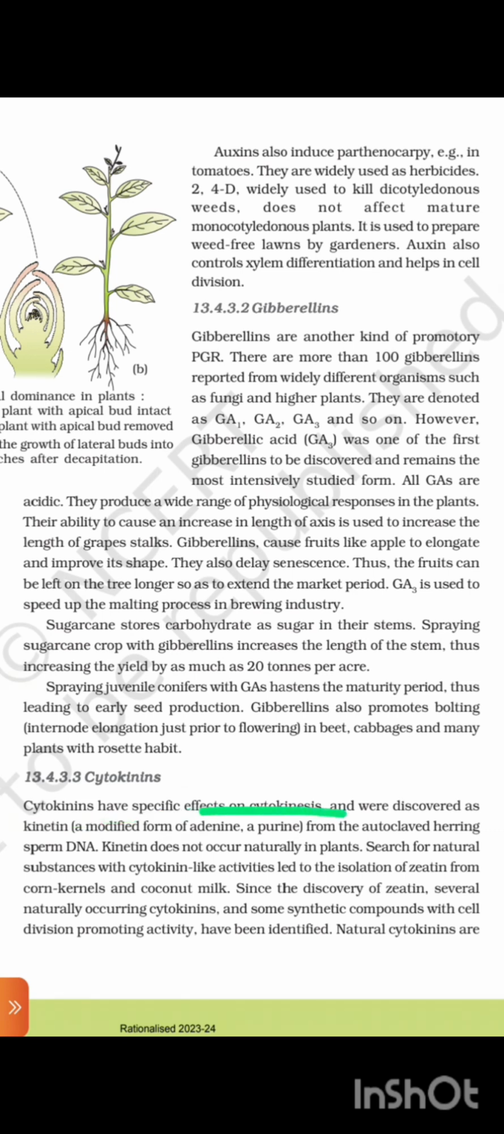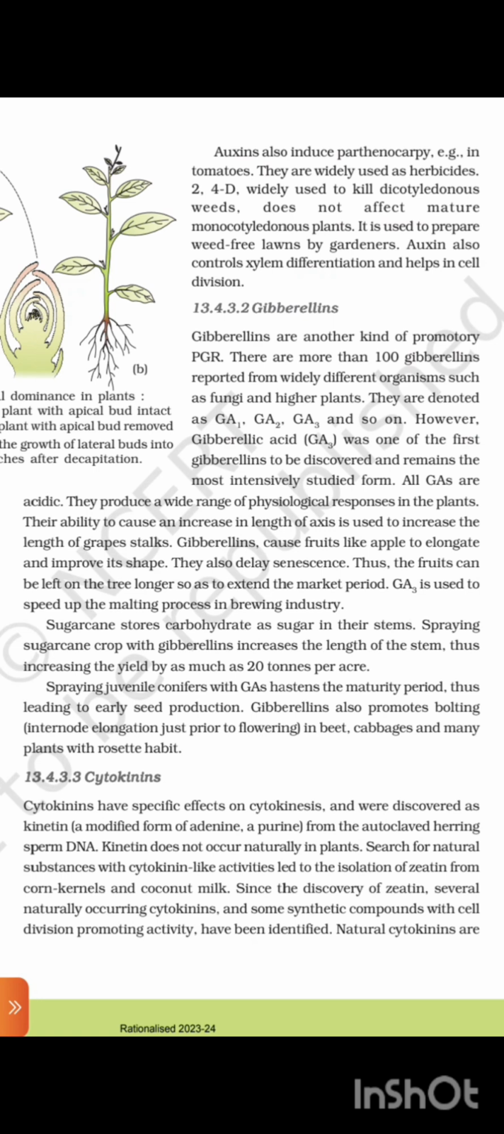13.4.3.3 Cytokinins. Cytokinins have specific effects on cytokinesis and were discovered as kinetin, a modified form of adenine, a purine, from autoclaved herring sperm DNA. Kinetin does not occur naturally in plants. Search for natural substances with cytokinin-like activities led to the isolation of zeatin from corn kernels and coconut milk. Since the discovery of zeatin, several naturally occurring cytokinins and some synthetic compounds with cell division promoting activity have been identified.